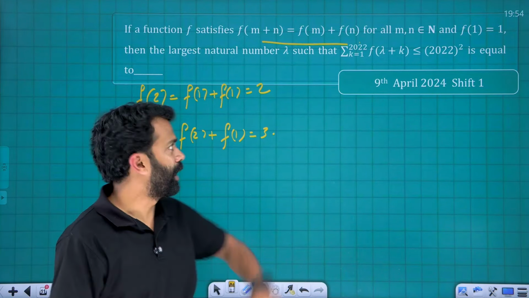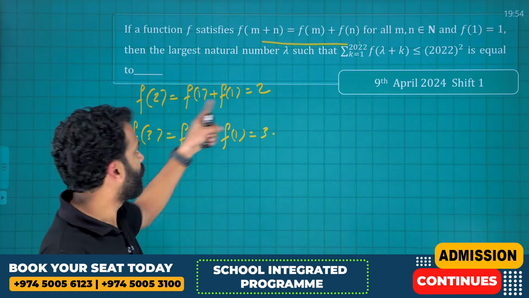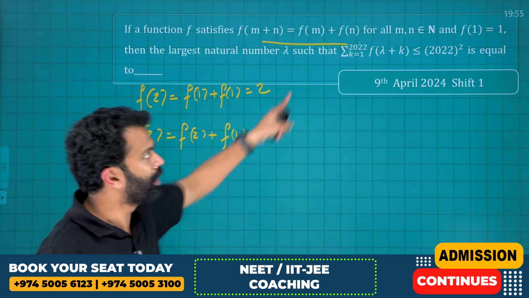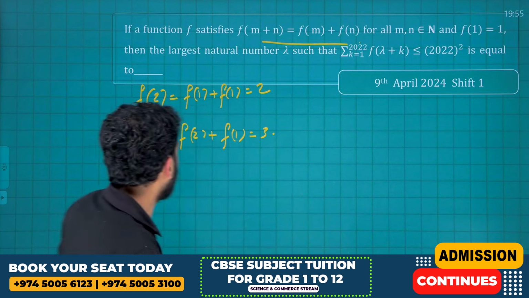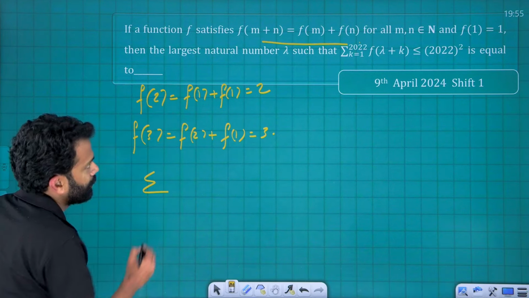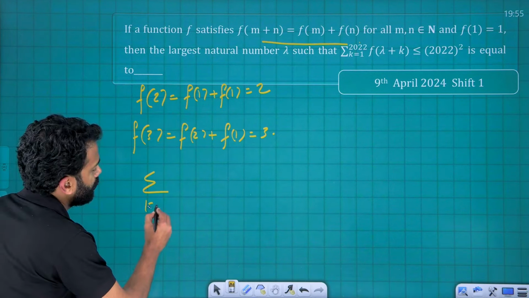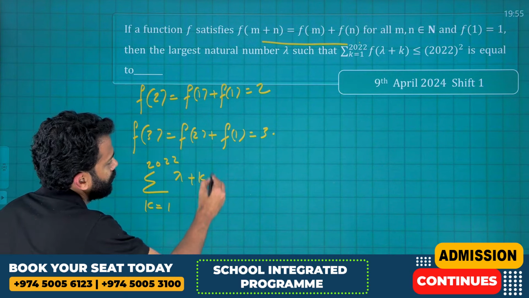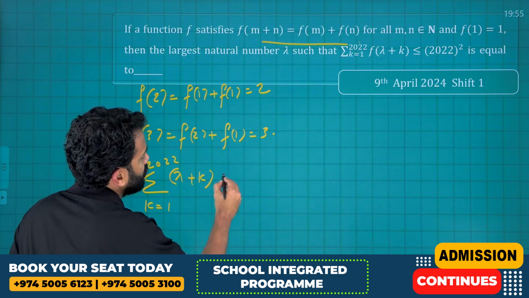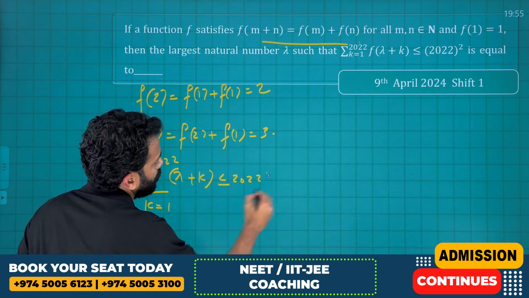So what will be f of lambda plus k? Lambda plus k. See, f of 1 is equal to 1, f of 2 is equal to 2, f of 3 is equal to 3. Therefore, f of lambda plus k is equal to lambda plus k. Therefore, we need to formulate this: the sum over k is equal to 1 to 2022 of lambda plus k should be less than or equal to 2022 square.